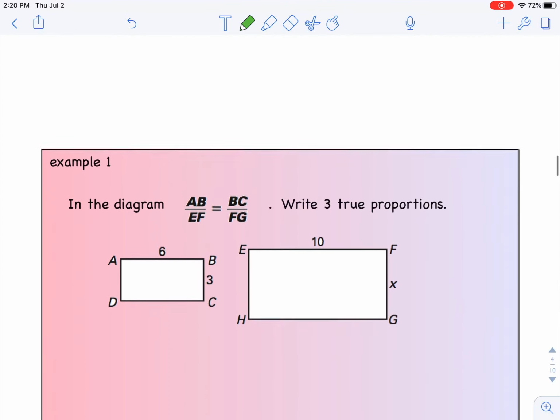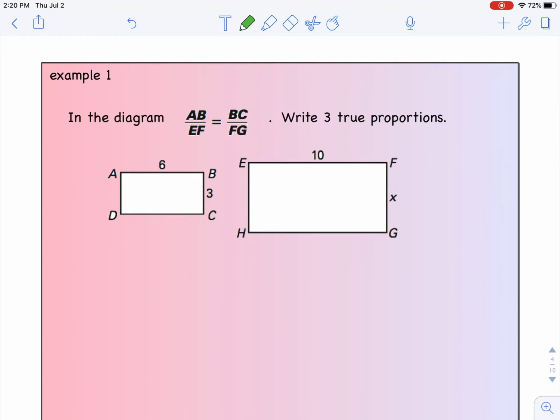Now let's use those properties and do some examples together. In the diagram, it tells you that AB over EF equals BC over FG, a true proportion. We could write it with the letters, but let's put the values in. AB is 6 and EF is 10. That ratio is equal to BC, which is 3, over FG, which is x. That's one way to write a true proportion, the one they gave us right here.